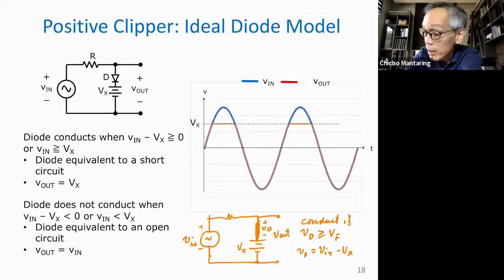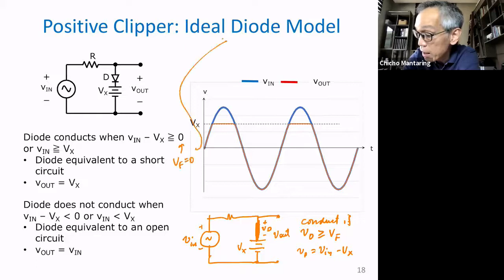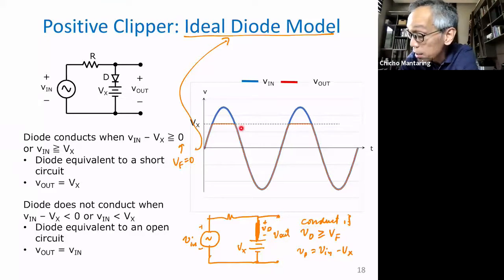On the other hand, when V in minus Vx is less than 0, remember this is VF, no? This is VF is equal to 0 dahil ideal yung diode natin, no? When V in minus Vx is less than 0 or V in is less than Vx, then yung open circuit natin kanina is valid and your V out is just equal to V in. So here it's V in and then here it's just V in. No? And then here it's just V in. So that is your positive clipper.